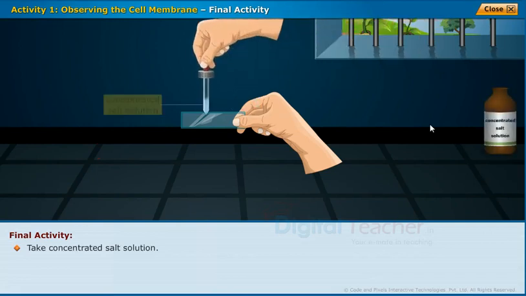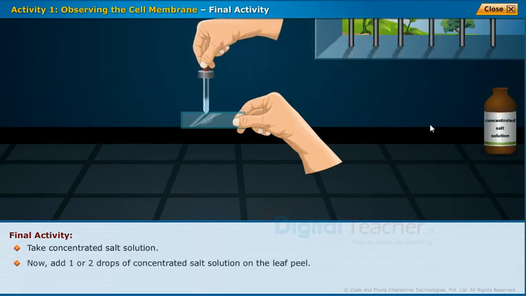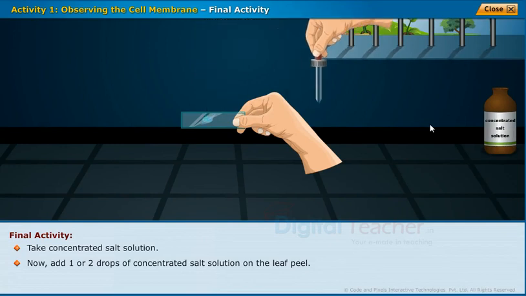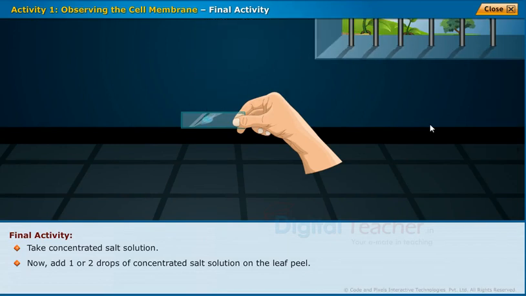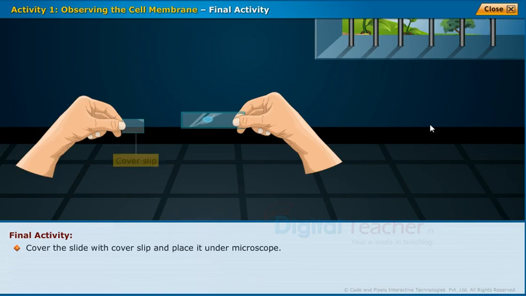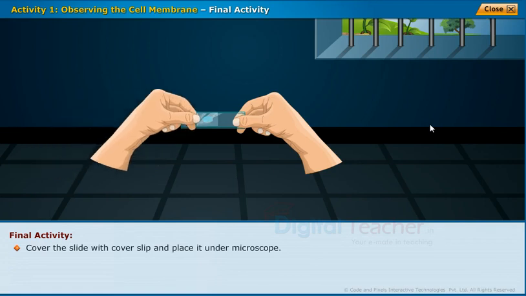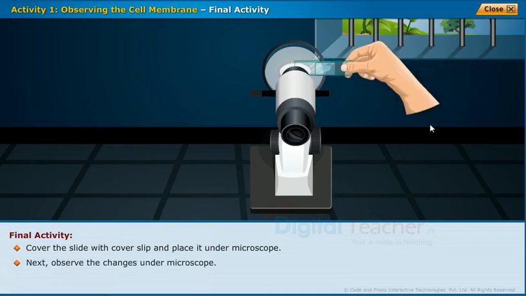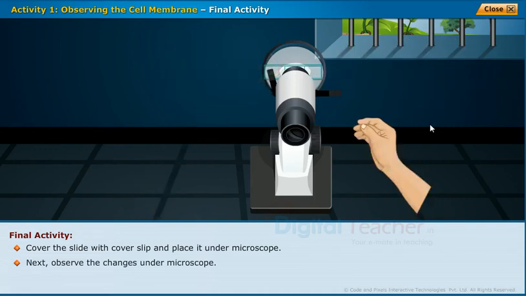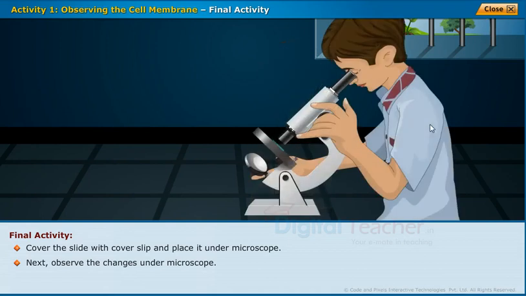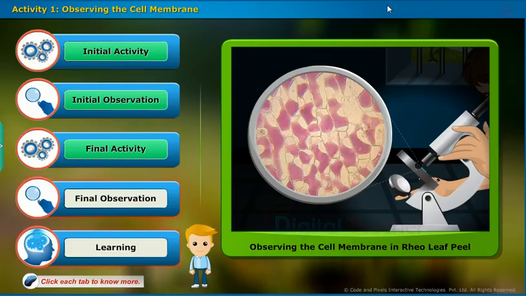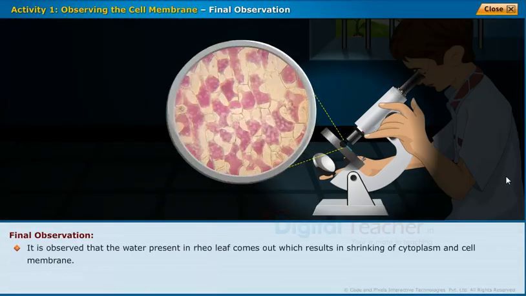Take concentrated salt solution. Now add 1 or 2 drops of concentrated salt solution on the leaf peel. Leave it aside for 5 to 10 minutes. Cover the slide with cover slip and place it under microscope. Next, observe the changes under microscope. It is observed that the water present in the leaf comes out, which results in shrinking of cytoplasm and cell membrane.